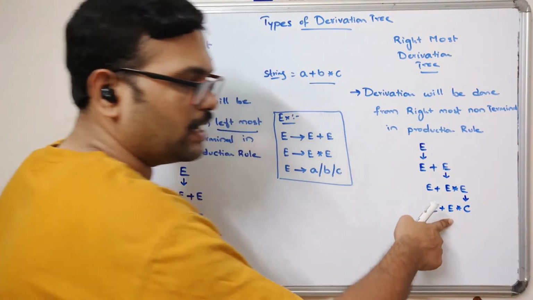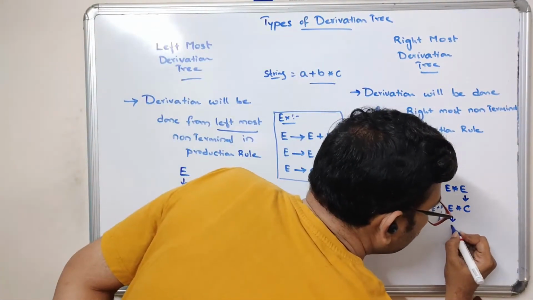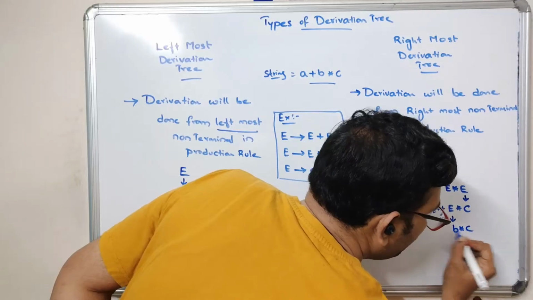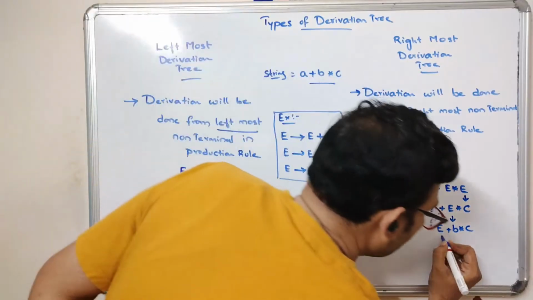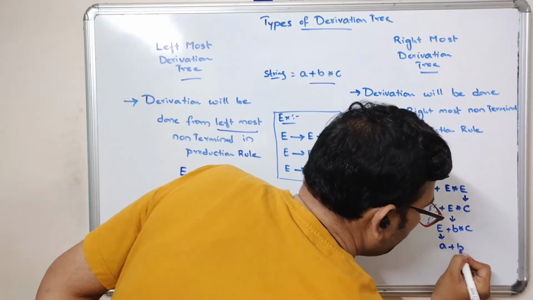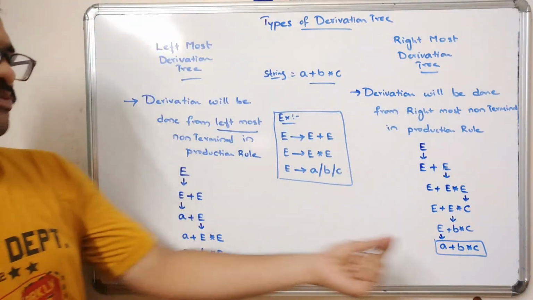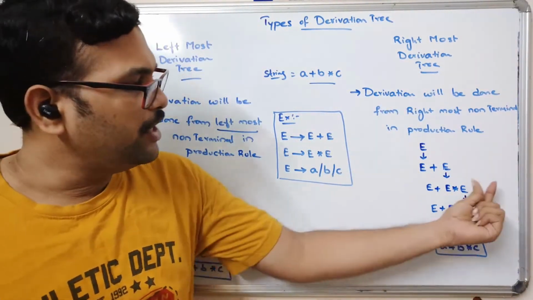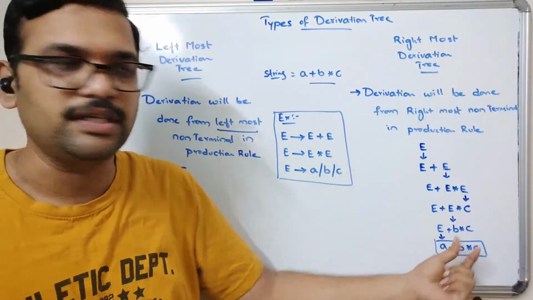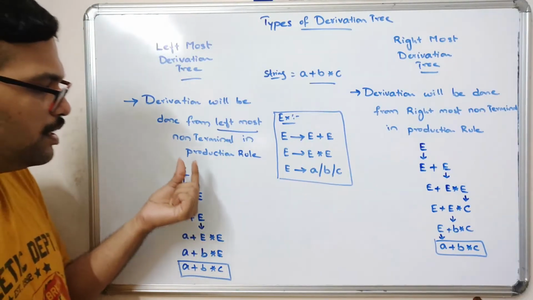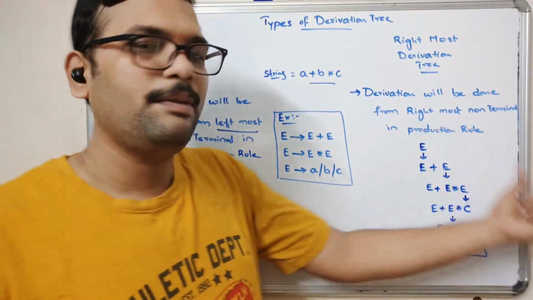Now among these two, what is the next rightmost non-terminal? Rightmost means this one. So substitute here B into C plus E. Now what is the rightmost non-terminal? Only one non-terminal is here, so we can substitute here A plus B into C. You can observe here, we have derived the same thing by using the rightmost derivation. Here we are deriving the string from the leftmost non-terminal, and here we are deriving the string from the rightmost non-terminal.